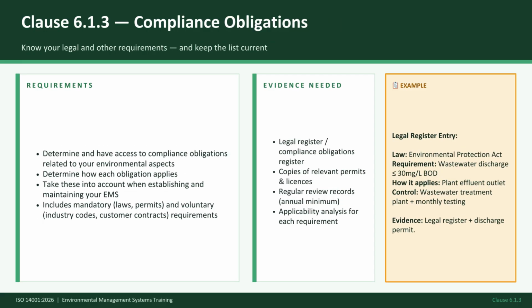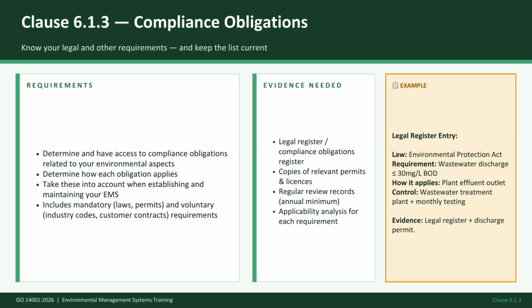Clause 6.1.3 requires you to know every law, permit, license, code and voluntary commitment that applies to your environmental aspects, and to keep that list current. Compliance obligations fall into 2 types: mandatory ones that you must comply with, laws, regulations, court orders, permits, and voluntary ones that you choose to comply with, industry codes of practice, contractual commitments, sustainability pledges.